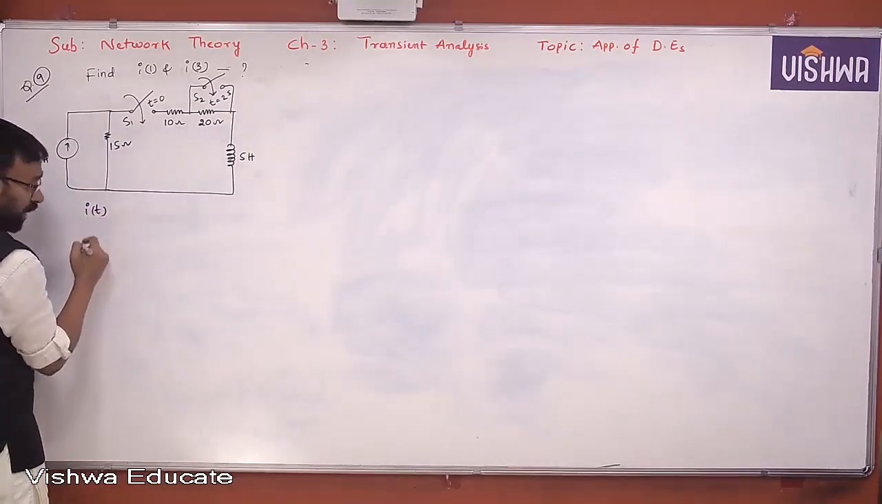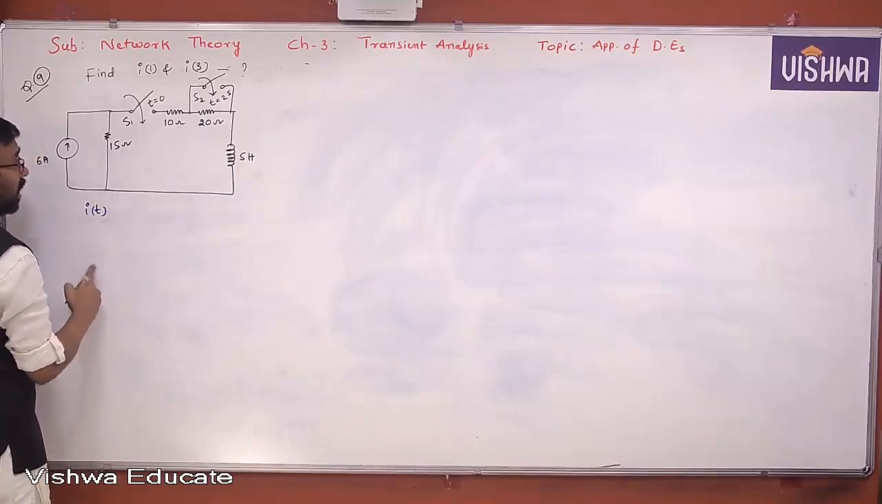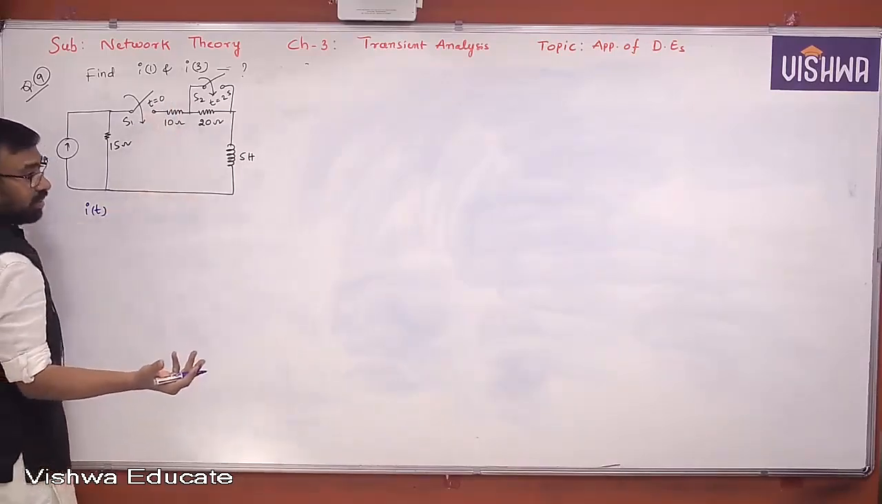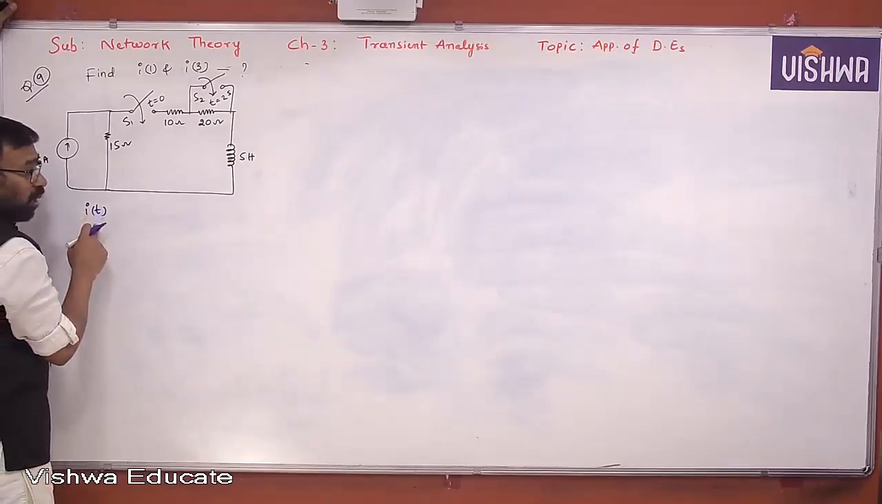Once you find I of t, you can just substitute t equal to 1 second or t equal to 3 seconds, anything that you want you can find. Understand all of you, okay? So therefore, first you find what is the time response.